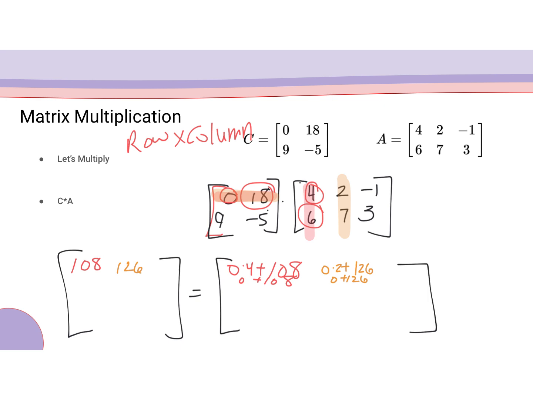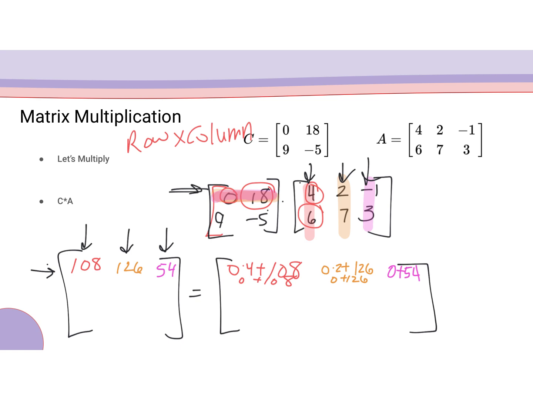All right, so let's do it one more time. First row, I've used column 1, I've used column 2, now I'm on to column 3. So 0 times negative 1 is 0, 18 times 3 is 54, 0 plus 54 is 54. So we've now completed the first row multiplication. First row times first column, first row times second column, first row times third column. Notice how it gave me first row, first column, first row, second column, first row, third column entries.